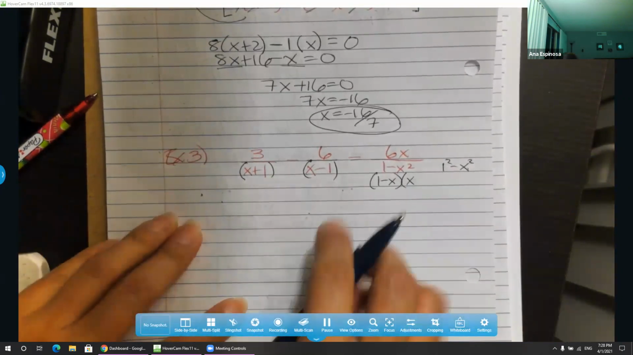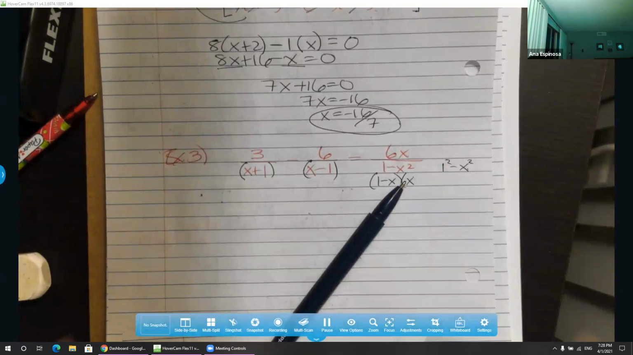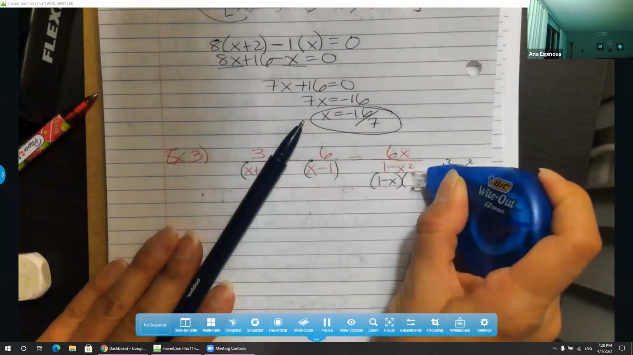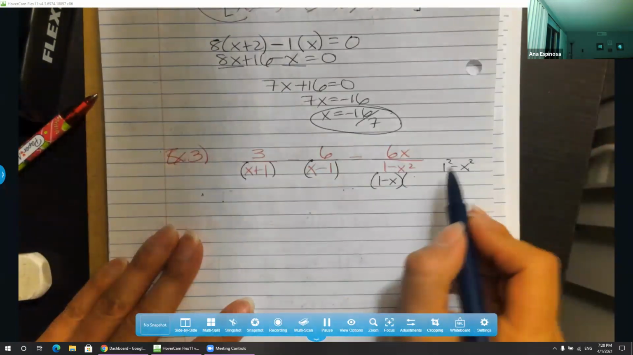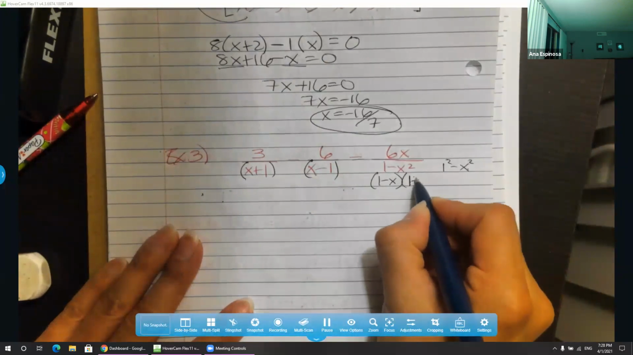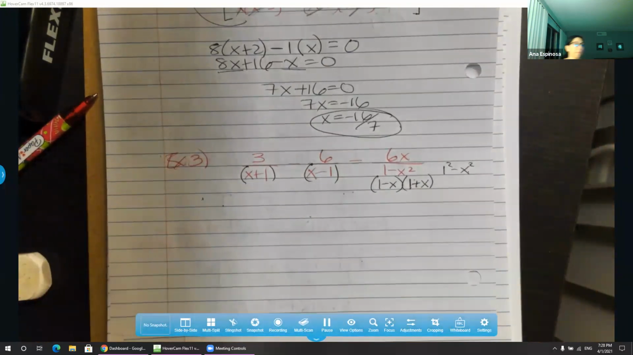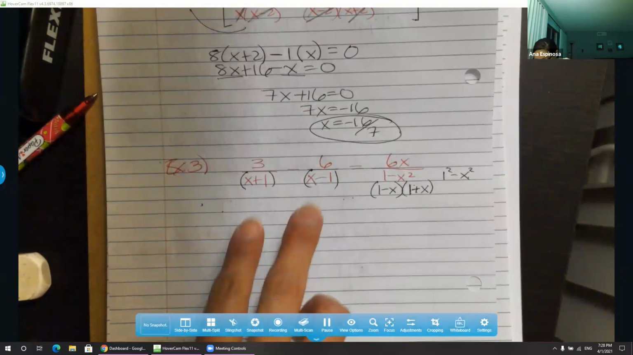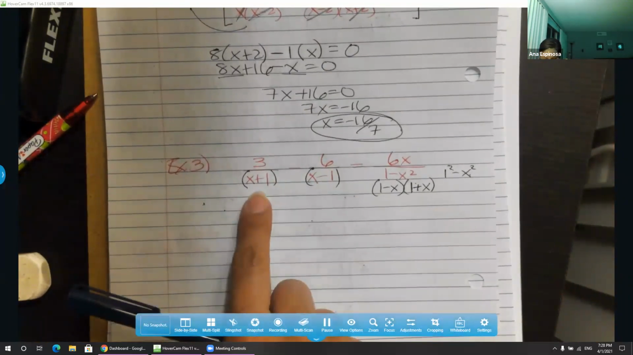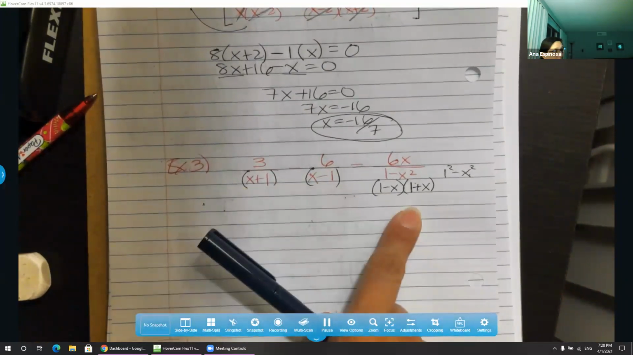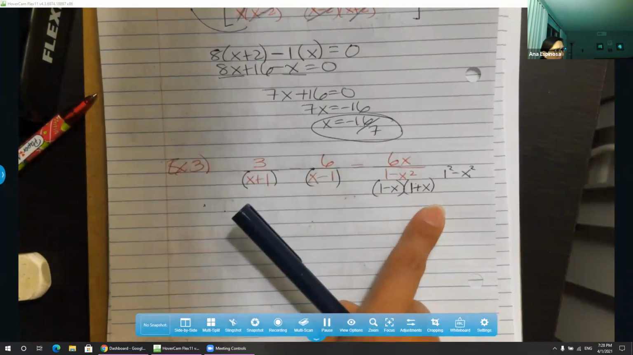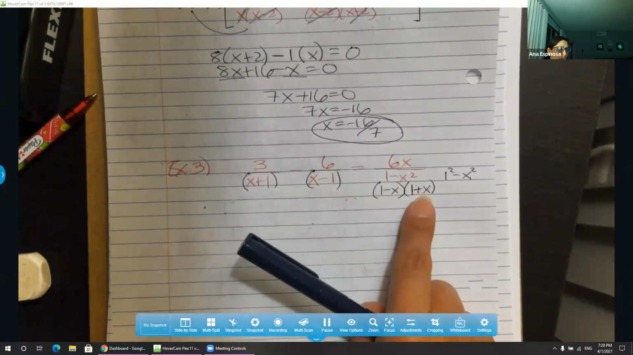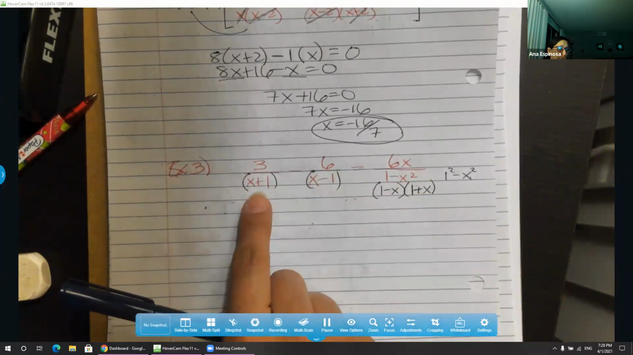Oh, sorry. I don't have my wire. So 1 minus x and 1 plus x. Okay. Now, look at the denominators. You like this one? This one looks weird. These look okay? This looks weird. Okay. 1 plus x is the same thing as x plus 1.